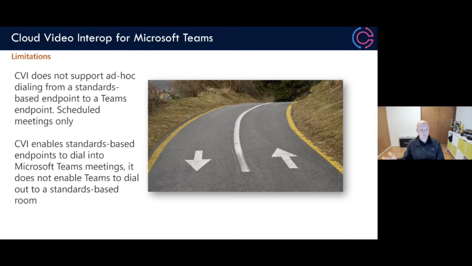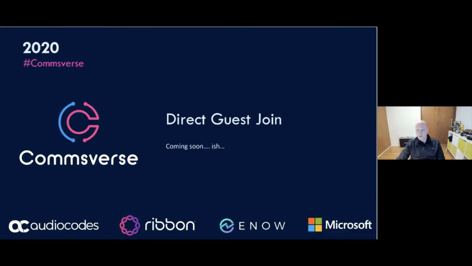CVI enables standards-based endpoints to dial into Microsoft Teams meetings. It does not enable Teams to dial out to a standards-based room, which we just covered off on.